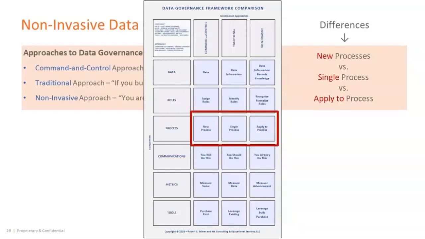Again, with the three approaches, in regards to the process component, a lot of organizations think that data governance will be all new processes if you're following a command and control approach. And the truth is, there's already levels of governance taking place in your organization. We don't need to define everything as being new. What we want to do is make certain that we're engaging the appropriate people at the appropriate time, in the appropriate way, and utilize some of the processes we already have in the organization.